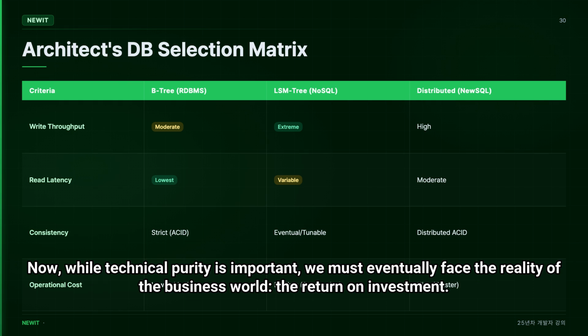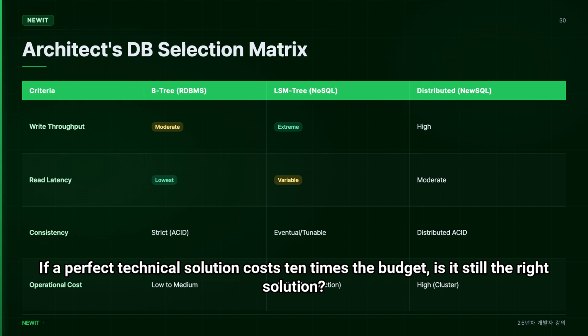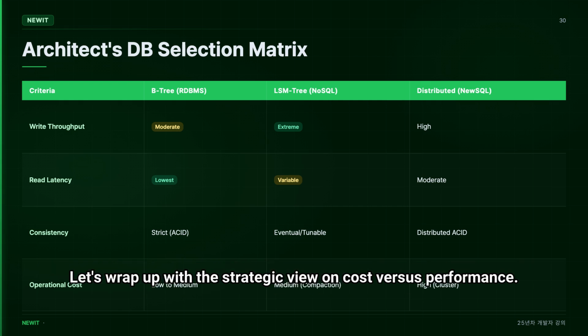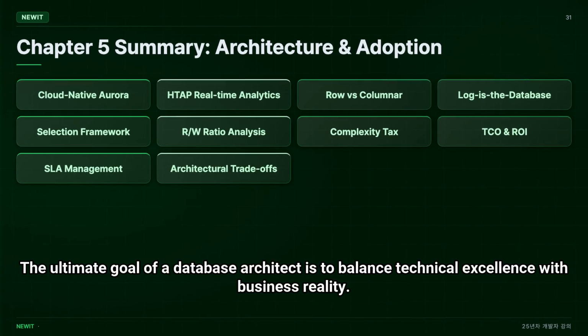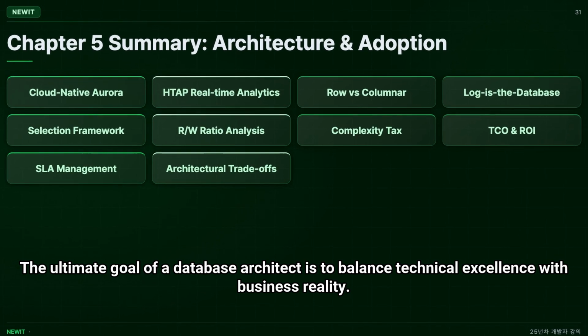Now, while technical purity is important, we must eventually face the reality of the business world, the return on investment. If a perfect technical solution costs 10 times the budget, is it still the right solution? Let's wrap up with the strategic view on cost versus performance. The ultimate goal of a database architect is to balance technical excellence with business reality.